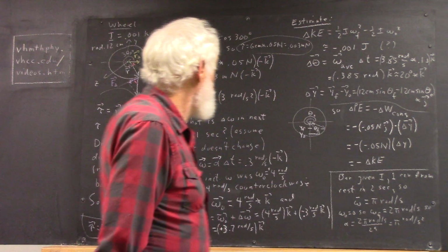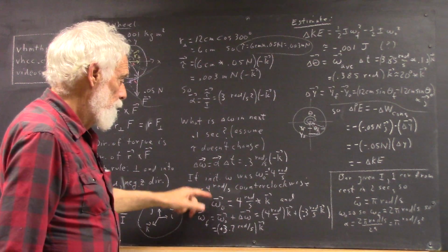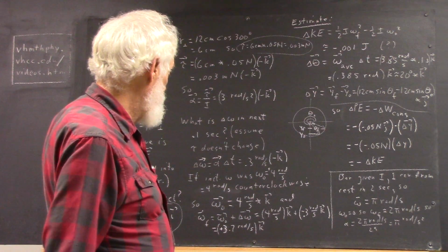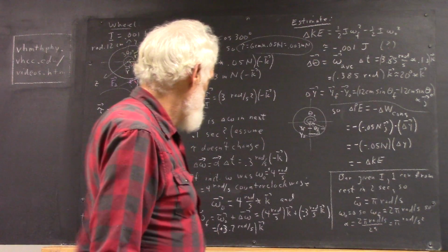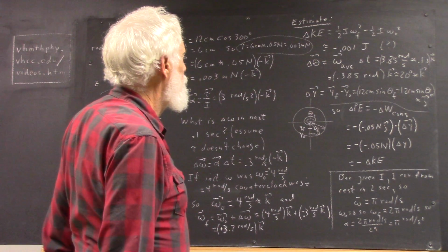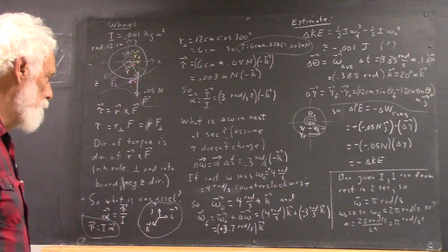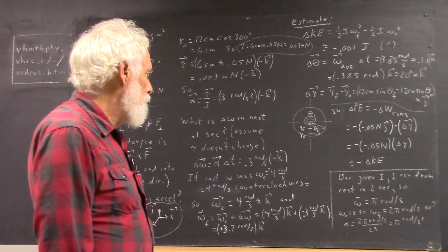Check it out yourself. Here's I, and here are your two omegas. Square the omegas and do the difference. I think this one comes out something like, now let me be careful about that. I might have one too many zeros on that. Okay, no, I don't think I do.